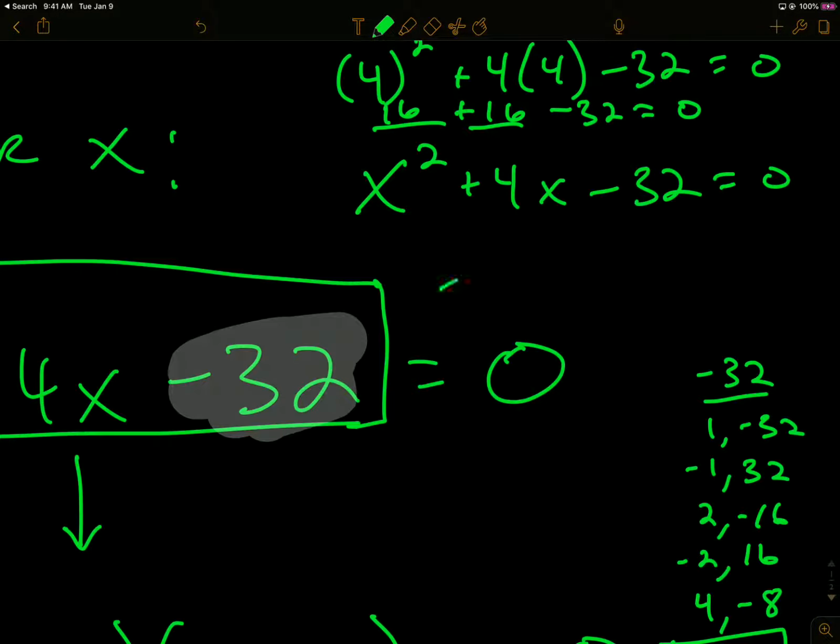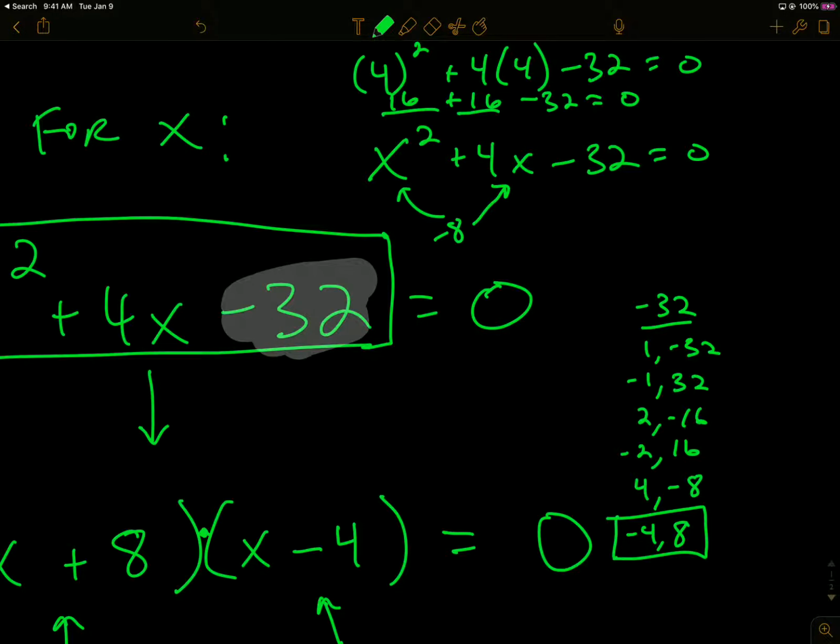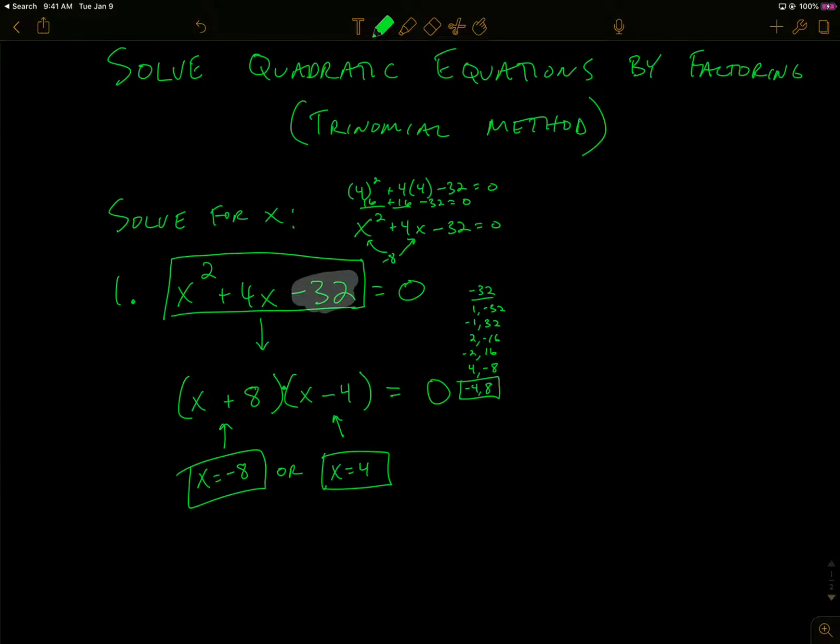You can try plugging in negative 8 into x, into the original equation, not the factored form, and you can see that it works. Okay? So that's how you do it using this method.